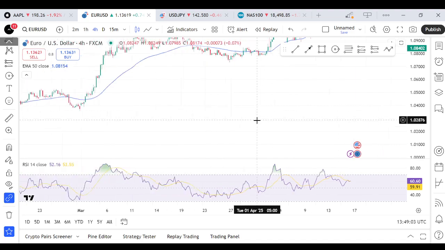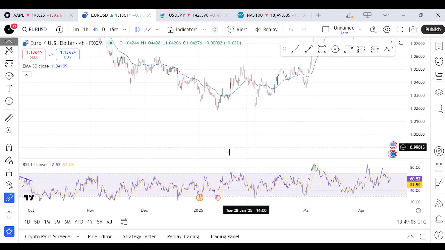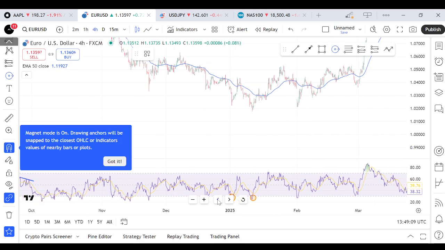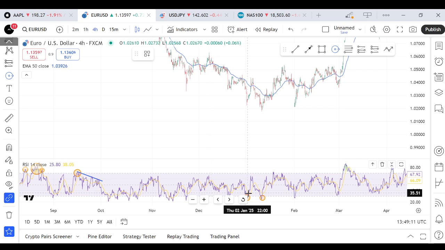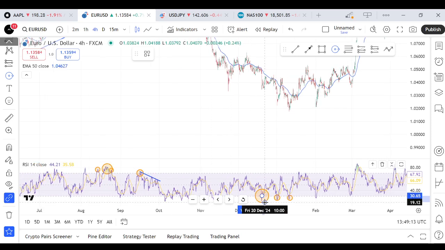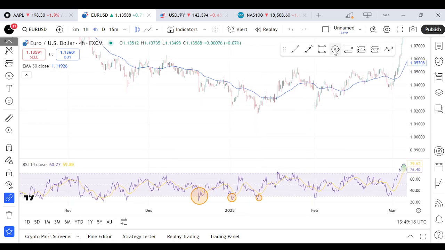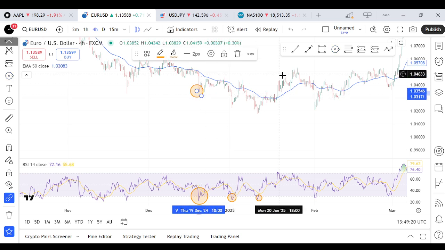Okay, there's a mistake there. Look at it here, and this is another sign of exhaustion, momentum exhaustion. And all of this, you can see them, all of them happening at these lows.